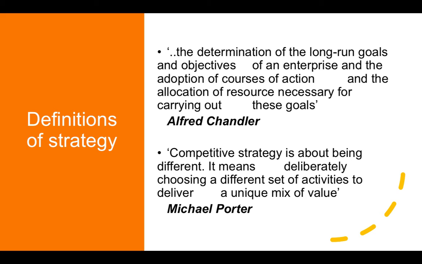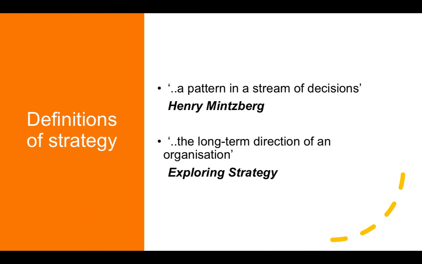Alfred Chandler, who's very famous in business circles, talked about two key things: long-run goals and objectives that the business needs to fulfill through resources needed. We're going to remember this: resources. Second, Michael Porter talks about competitive strategy as being a deliberate action that makes us different. Mintzberg is a little bit different. He talks about a conscious stream of decisions that are going to help lead us in a different direction. And the book, Exploring Strategy, talks about the long-term direction of an organization. Remember these four because we're going to apply them later.